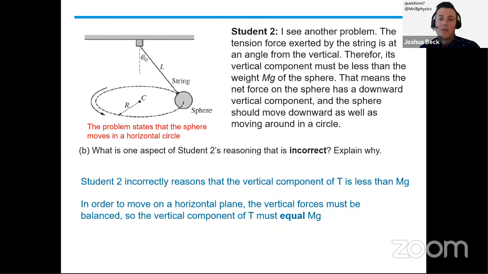Student two said that the vertical component was less than mg. Well, that would create a downward acceleration. If we had any sort of acceleration on the vertical, then this object would not be staying on this plane. So in order to stay on this horizontal plane, we need our vertical forces to be balanced. So we need that vertical component to equal mg. So what I've done is I've explicitly said what was incorrect about student two's reasoning, and then I've explained why it was incorrect.